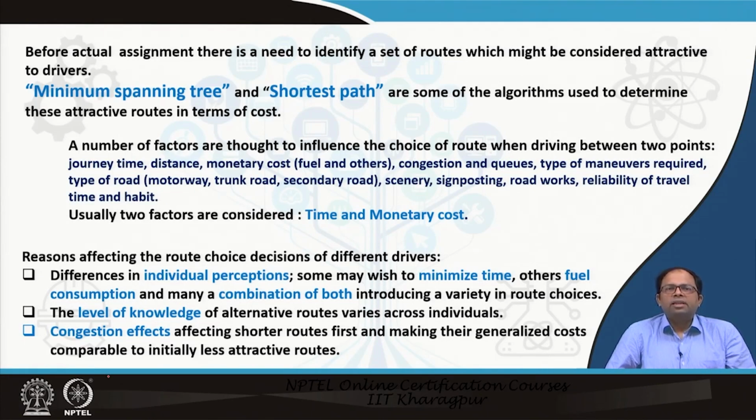And then congestion effects affecting shorter routes first and making the generalized cost comparable to initially less attractive routes. Now suppose there are two routes, in one the travel time was 10 minutes and in the other the travel time was 12 minutes, but once many people start getting into the first route, automatically it becomes congested, so the travel time now increases to 13 minutes. So that other route becomes more attractive. So that is also a reason why the shortest path also changes over time within a time period, and that actually leads to choice of different routes.